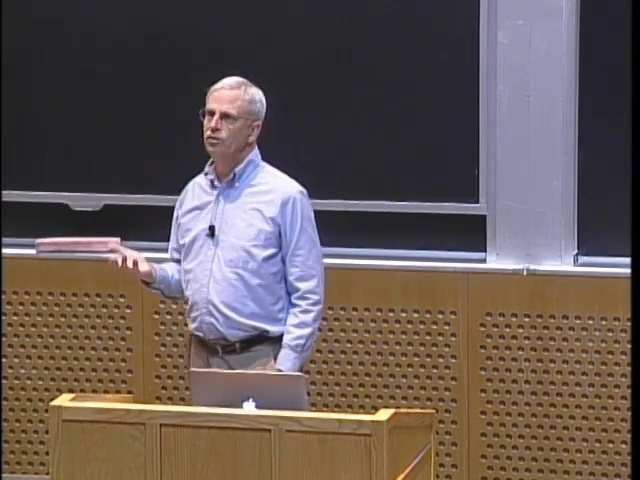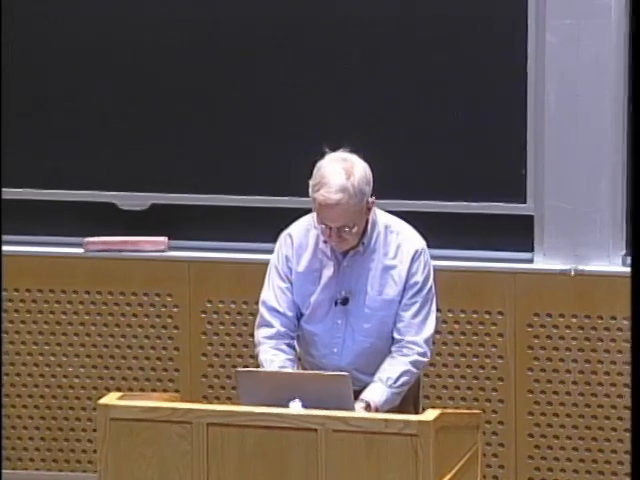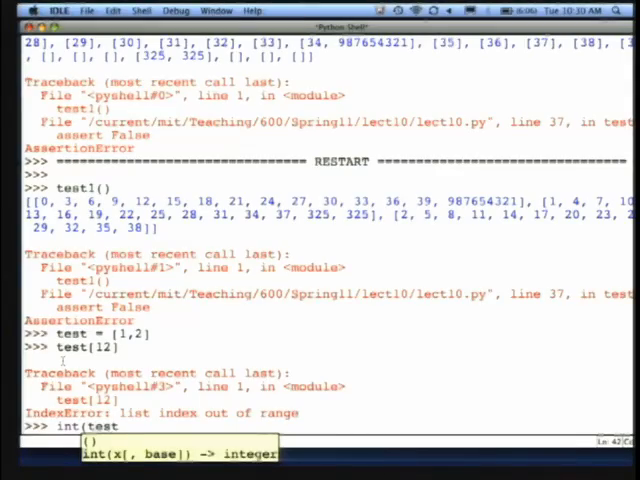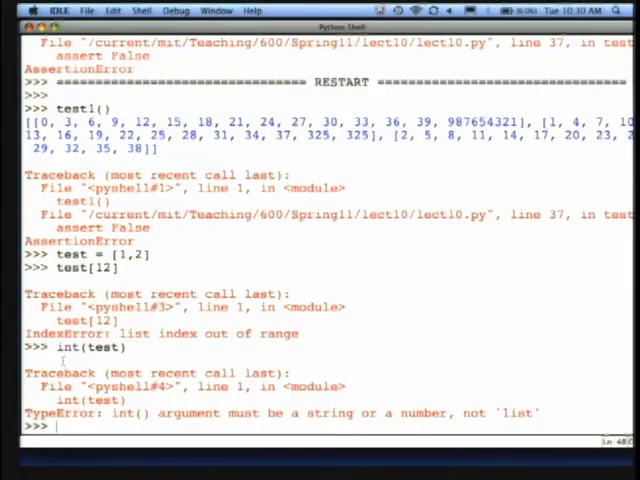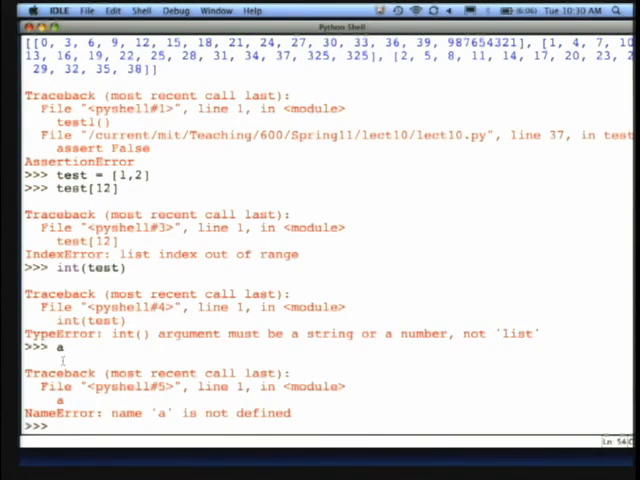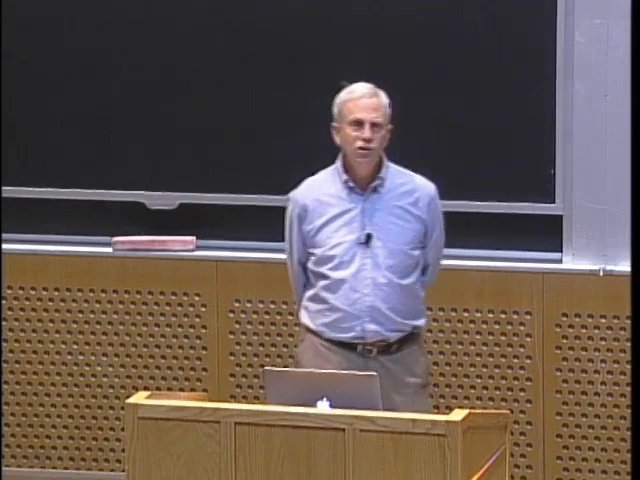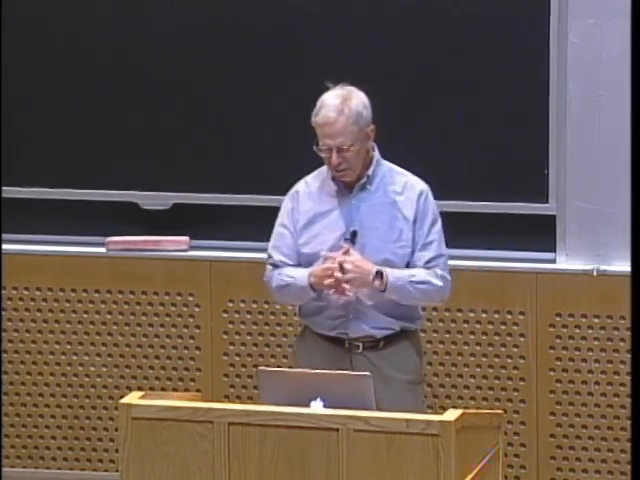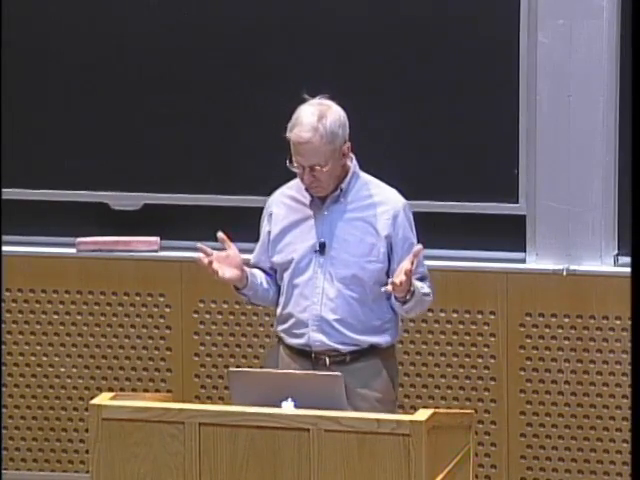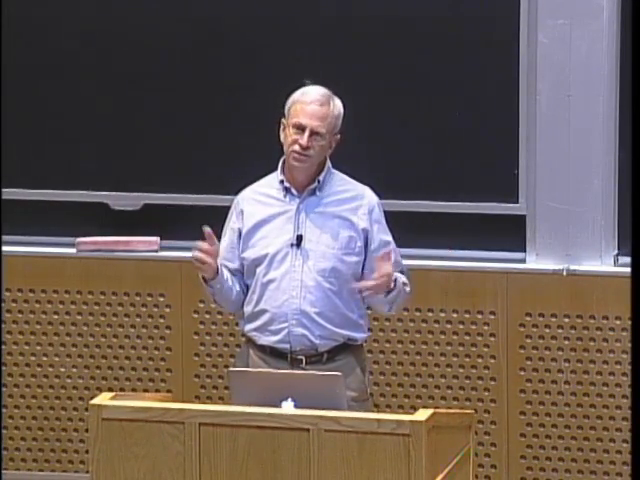We've got exceptions when we've tried to convert things to incorrect types. So if I go int of test, I'll get a type error. Anything that ends in the word error is a built-in kind of exception in Python. We've got them when we access non-existent variables, a name error. So there are a whole bunch of these things. In each of these cases, I was just playing around in Python, and it printed an error message and it stopped.